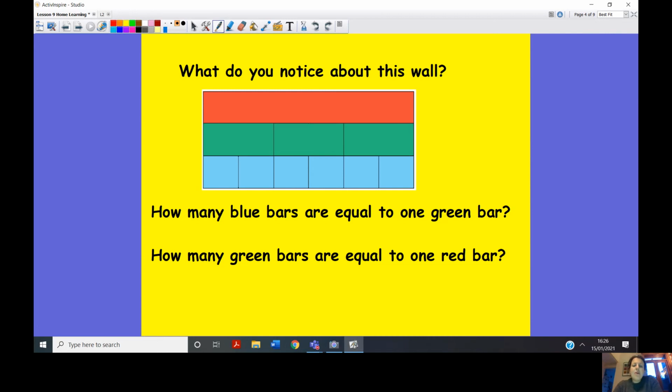Okay, how many blue bars are equal to one green bar? So we can see here we've got our blue bars, then our green bars, and our red bar. So how many blue bars are there for every green bar? There are 1, 2 blue bars for every green bar. So I'm just going to write. How many green bars are equal to one red bar? There are 1, 2, 3 green bars equal to every red bar. Interesting. We're going to take a look on the visualizer and see a little bit more about this.